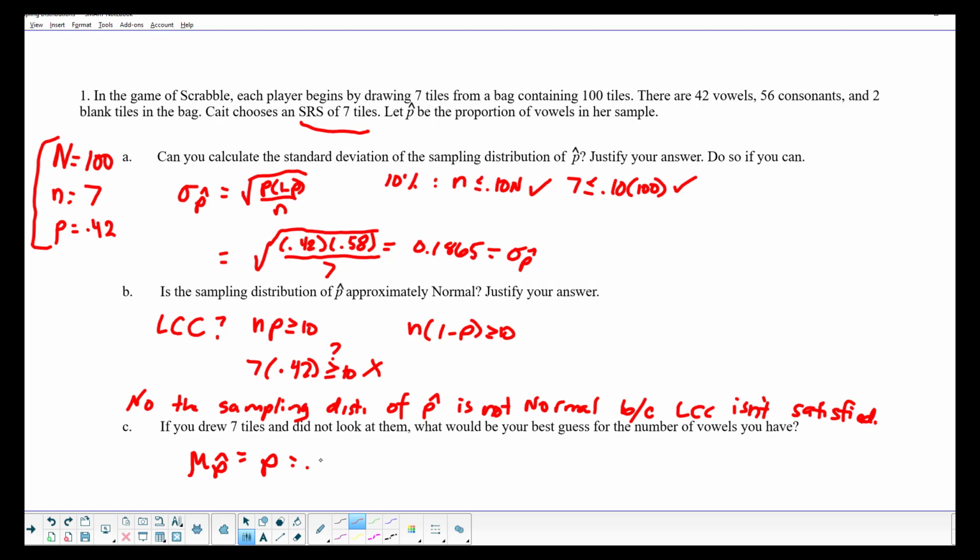which is 0.42. But the question is not really asking about it in terms of the proportion. We're going to have to multiply this by our total number in our sample. So 0.42 times 7 is 2.94, which, since we're looking at number of tiles, we can say is approximately 3 vowel tiles. That's example number 1. Let's take a look at example number 2.